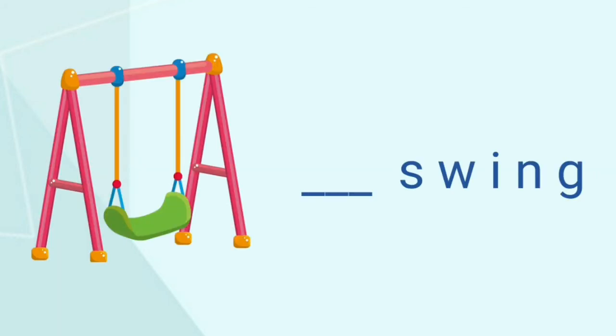Next, flower. What is the first letter in flower? F is the first letter and F is a consonant sound. So A will come before the word flower. A flower. Swing. Tell me children, what is the first letter in swing? S is the first letter. S is a consonant sound. So A will come before the word swing. A swing. That's right.